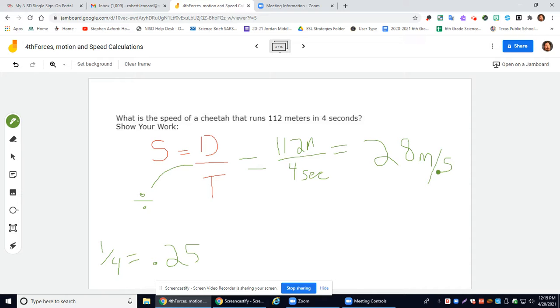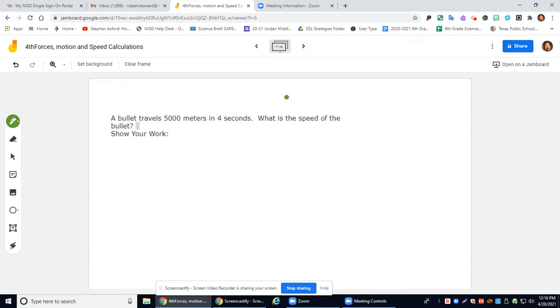All right. Moving on to the next one. Number 7, a bullet travels 5,000 meters in 4 seconds. What is the speed of the bullet? Show your work. Oh, we don't need to do this one. We already did 2 examples.